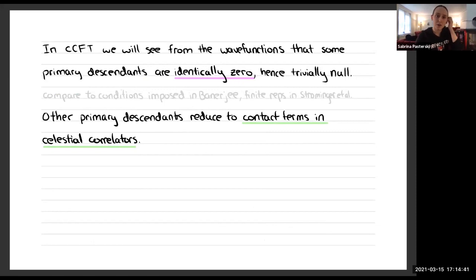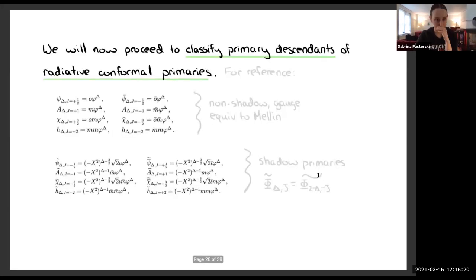Okay, so in celestial CFT, we're going to see from the wave functions that some of these primary descendants are identically 0. You take derivatives and they land on 0, and these are the ones that Andy was talking about, and they're trivially null. Other primary descendants are going to reduce to contact terms in celestial correlators. Within the range of delta that Andy was referring to in his talk, the first couple of values of delta are a type where you land on something that isn't quite identically 0, but if you were solving for something with no contact terms, you would almost treat it like it's zero. So this is the type of distinction that looking at the wave functions draws attention to, which is nice.